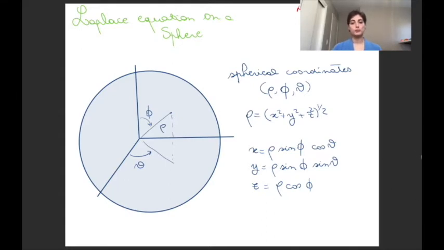And we have this transformation. x, y, and z can be written in the new coordinates as rho sin psi cos theta for x. y is rho sin theta sin psi. And z is rho cos theta. While rho itself is just the Euclidean norm, so it's x squared plus y squared plus z squared, all of that square rooted.